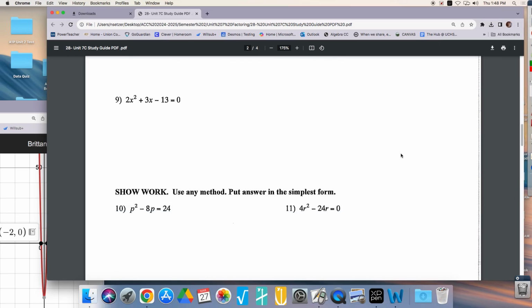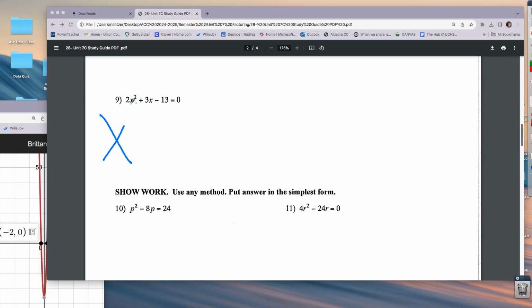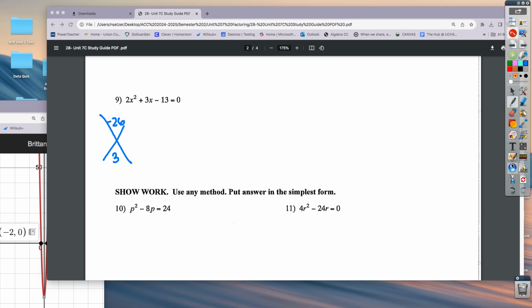All right, number 9 doesn't give us a way to do it. I can see if I can factor it with big X. So this would be 2 times negative 13 and give us negative 26. And then 3 at the bottom. And I see fairly quickly that because 13 is a prime number, there's no way that I can get 2 and 13 to add up to some kind of sum of 3. So the only way that this is going to work is if I do the quadratic formula. So I'm going to do the quadratic formula.